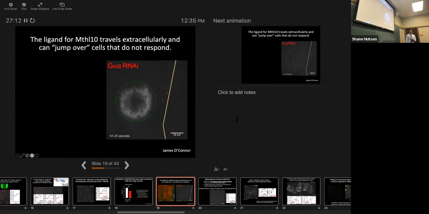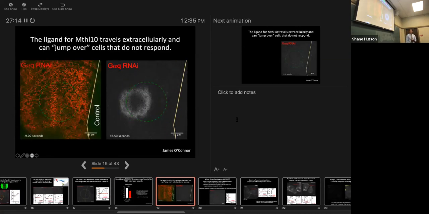So one of the other things that we wanted to tackle, and started looking at, is the ligand. Is this a ligand that's released by the wounded cells and then diffuses in the extracellular medium? Or is it something a little bit more complicated, where they're signaling from one cell to its neighbor, and then from that cell to its neighbor, some sort of bucket brigade mechanism that propagates the signal outwards?